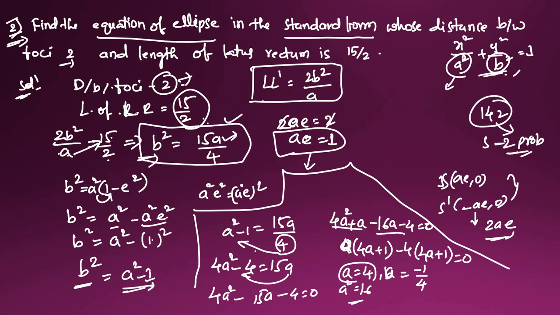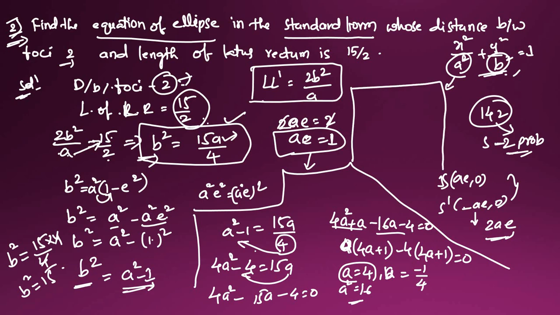Substituting a is equal to 4 in this one, we'll get the b value also. So b square is equal to 15a by 4, where a is equal to 4, so the 4s cancel and b square is equal to 15. What is the standard form? x square by a square plus y square by b square is equal to 1. Substituting a square as 16 and b square as 15, we get x square by 16 plus y square by 15 is equal to 1.